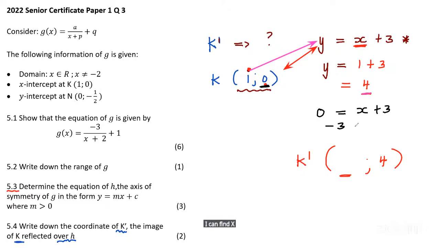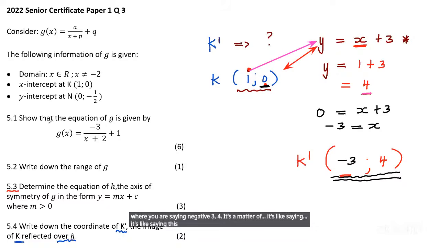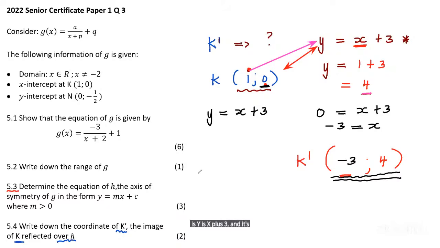When I do my math, x is -3, and this becomes the reflected value of K, where you are saying (-3, 4). Let me show you. Oh, it's going to get interesting. All right, so look at it. The reflecting line is y is x plus 3. And so in the new one, the y value is x plus 3.